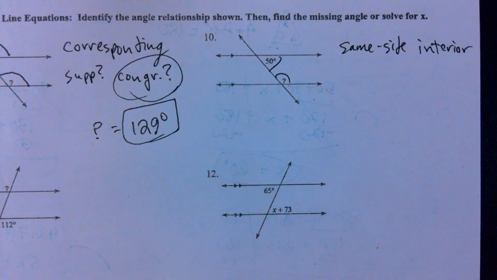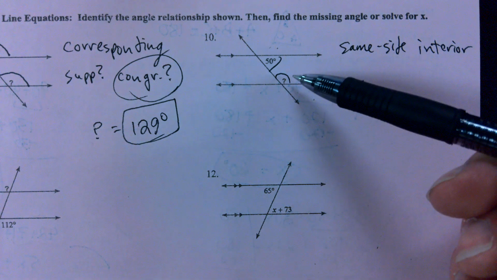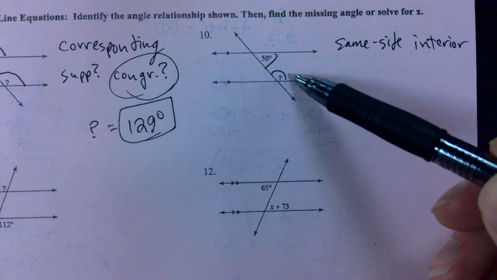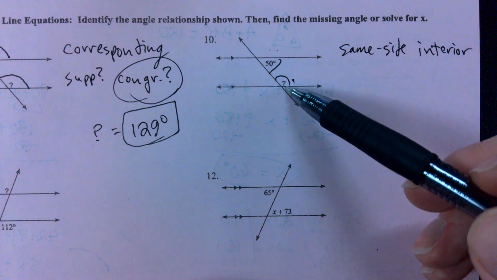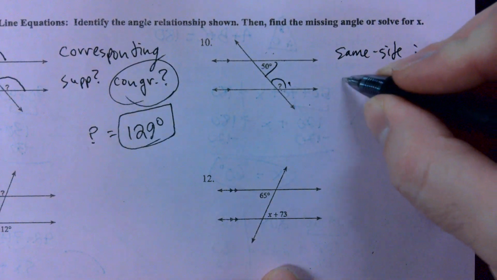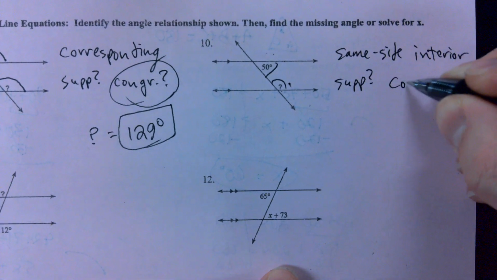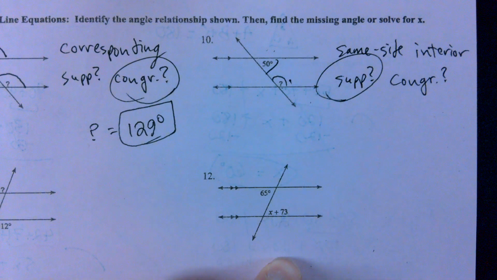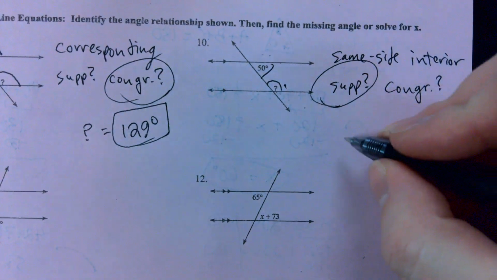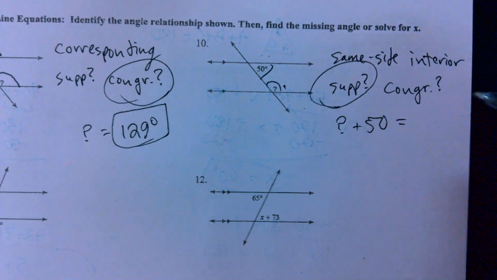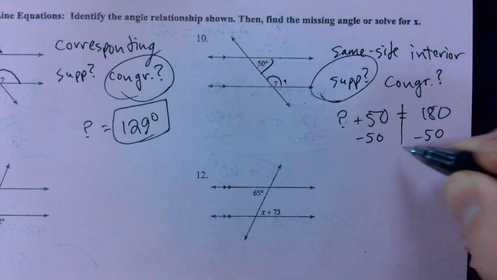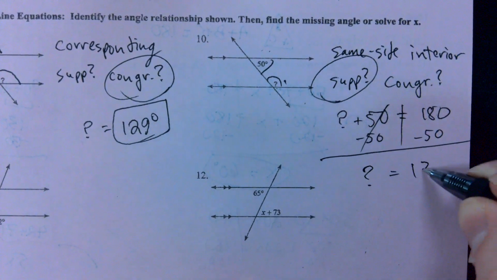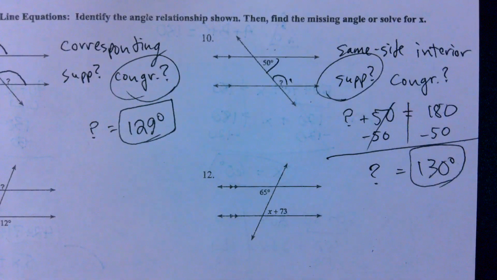Now, 50 degrees, that's an acute angle, right? But what does that question mark angle look like? Is that acute or obtuse right down here? Looks obtuse, right? So if we have an acute angle and an obtuse angle, they can't be equal to each other, but they will be supplementary to each other. These ones are supplementary. So we can add them together. Question mark plus 50 equals 180. We'll subtract 50 from both sides, and we get 130 degrees.